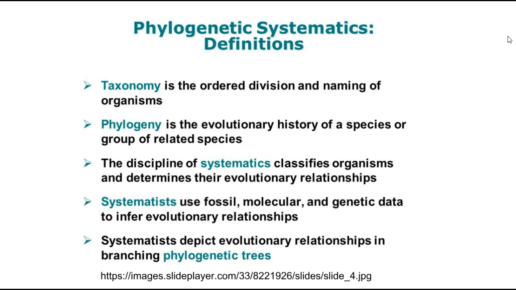So one of the most complicated things is all of these words to talk about classifying organisms. So taxonomy is the order, division, and naming of organisms. This term is really quite broad. Phylogeny relates to the evolutionary history of a species. The system of systematics classifies organisms and determines their evolutionary relationships. Phylogeny and systematics are very similar. And then there's also another one that's not on this slide, cladistics. And cladistics is specifically classifying and depicting through trees the relative time in which the evolution or the speciation occurred.